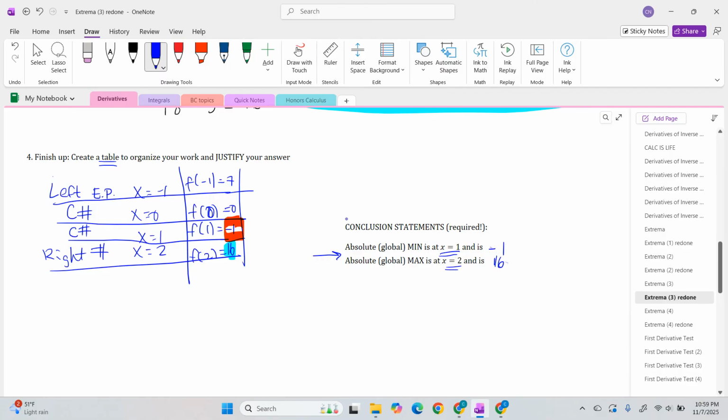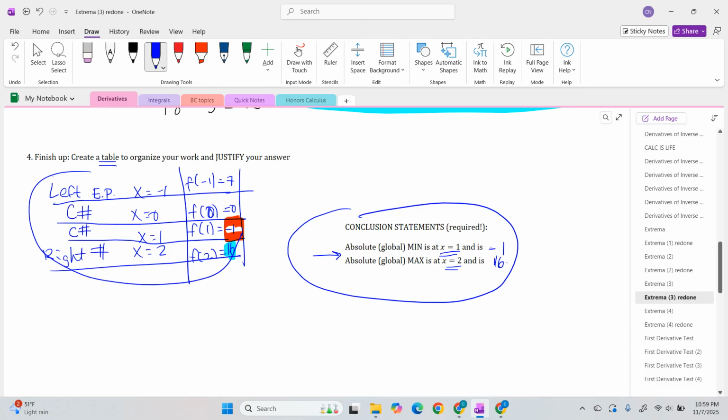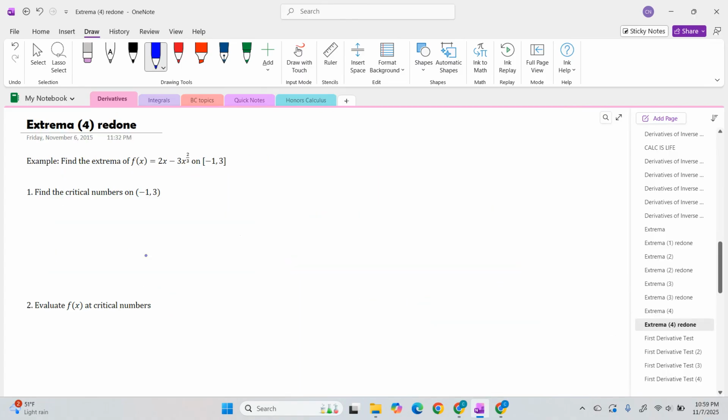So if this was a free response, you would not get credit without the statement and without the table. You need the table because that's your justifying work. And then you can't just drop the table on your paper and be like, okay, reader, figure out what my answer is. You have to make it very clear to your reader, whoever that may be on game day, what your answer is. Okay, let's do the next one. Extrema.